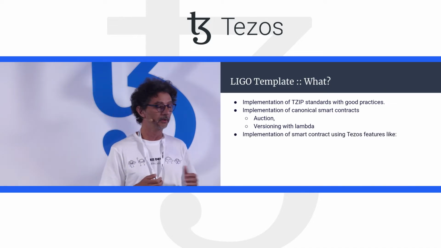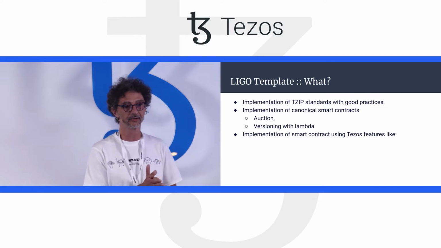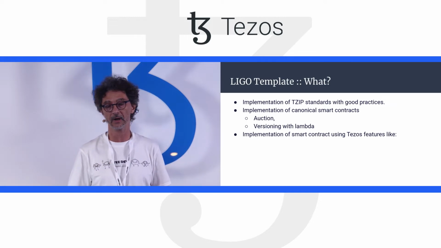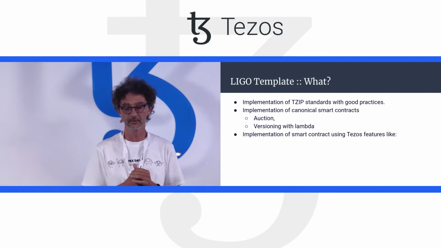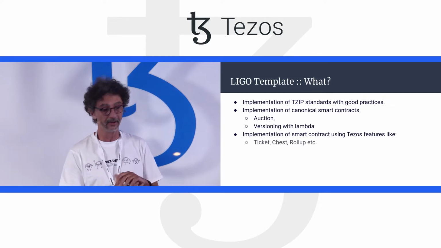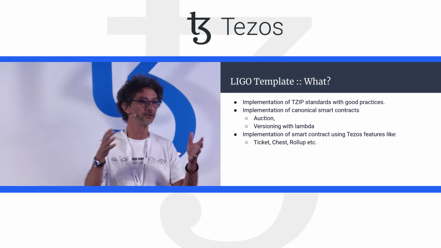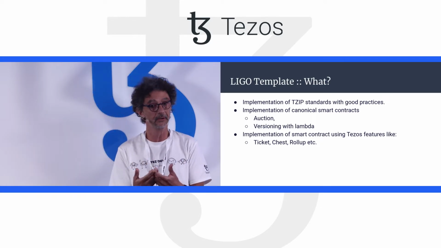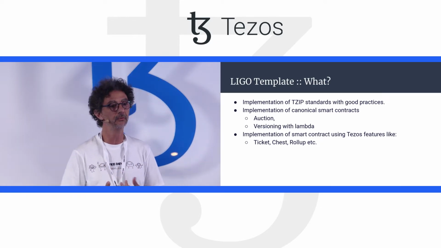We're also going to bring some smart contracts using the latest features defined in protocols. For example, we know that we have tickets, chest, roll-up, and so on. So the target is also to illustrate and try to find new kinds of contracts which are able to use these capabilities. We know the chest and so on is okay, but roll-up is not so clear for the moment.